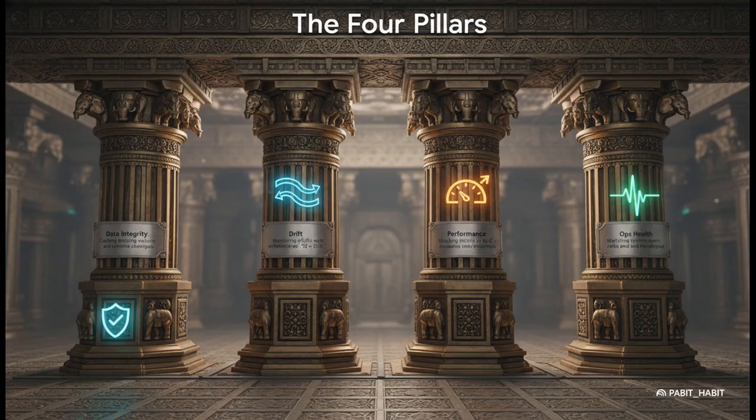You gotta check everything. First, data integrity. Is the data coming in clean or is it a mess? Second, drift. Is this new data starting to look weird compared to our baseline? Third, performance. Is the model's accuracy actually dropping? And fourth, ops health. Is the underlying system itself even healthy? You cover these four, and you've got all your bases covered.